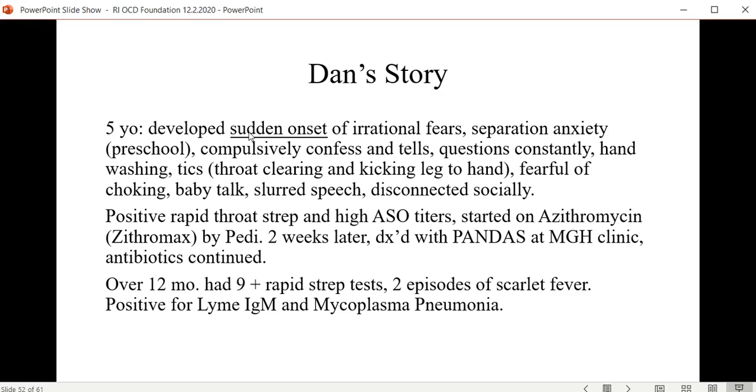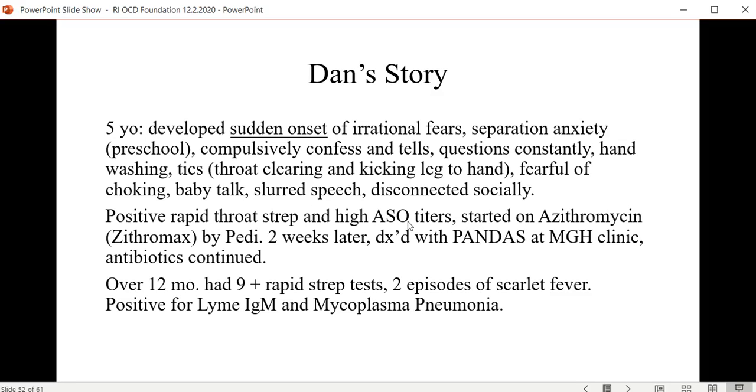Another child, 5-year-old, sudden onset preschool, confessing, telling, you know this story. They're going to tell you everything. This is the confessing, telling compulsion. They had hand washing, tics, fearful of choking, so trouble eating, baby talk. There's a regression. Slurred speech, he actually was having neurologic issues, which led to slurred speech, and disconnected socially. Positive rapid strep, high ASO.